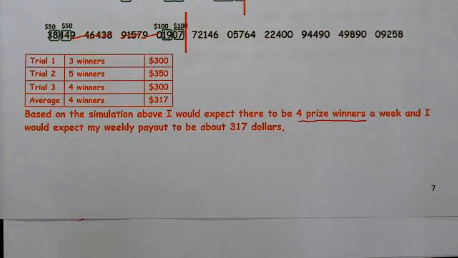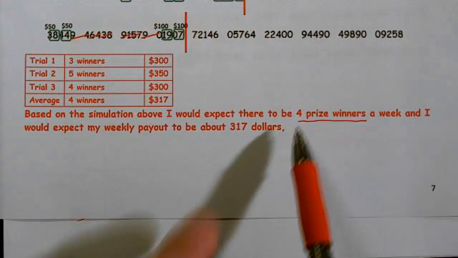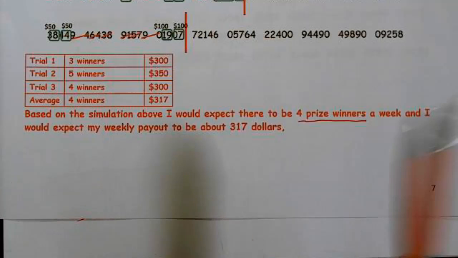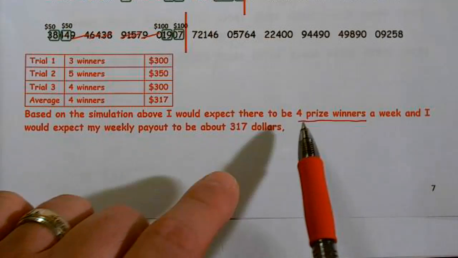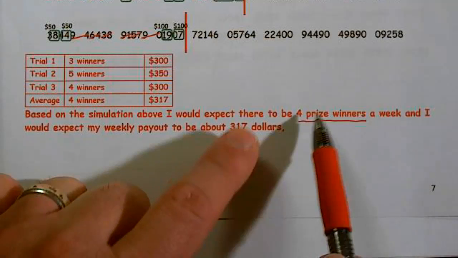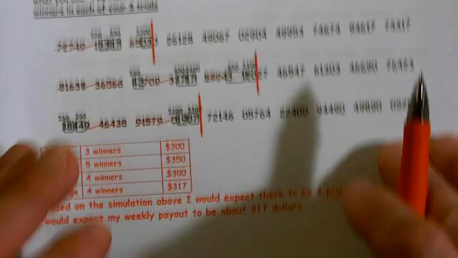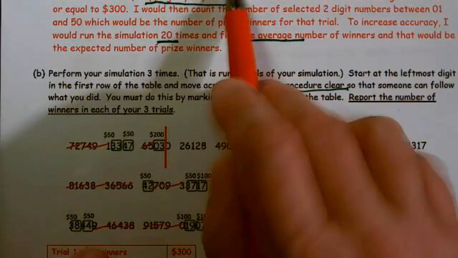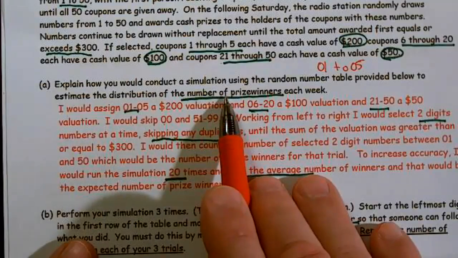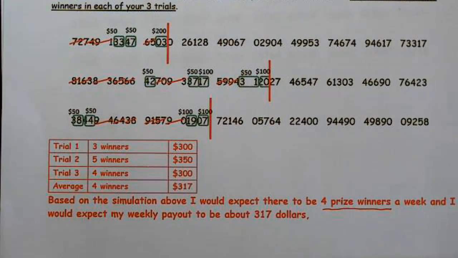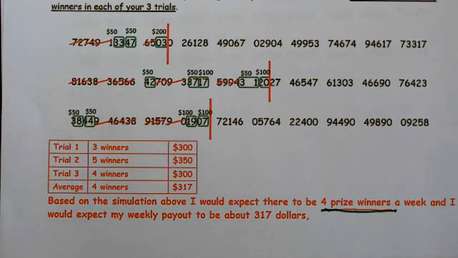You didn't have to address the money because they didn't ask you about it. If you included the money, nothing is deducted. You don't lose points. You don't get extra points for including it either, but it's not wrong. However, if you only address the money and didn't address the prize winners, you're not going to get full credit, because the question was specifically about the number of prize winners. So make sure that you are answering the question. And here the question was about the prize winners, and on average, we'd expect to have 4 prize winners a week. Right, we will do another simulation in the next video.